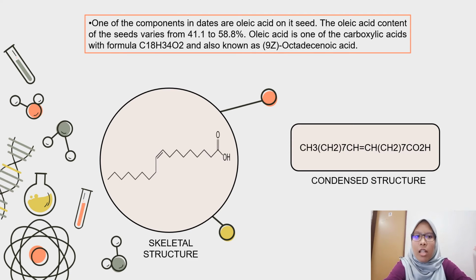In the circle is the skeletal structure of oleic acid with the functional group COOH, which shows that oleic acid is one of the carboxylic acids. This slide also shows the condensed structure of oleic acid.